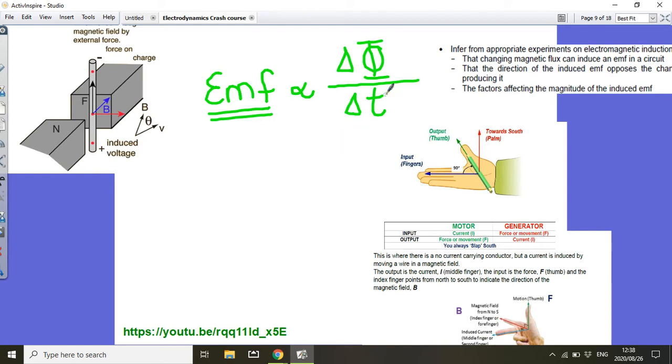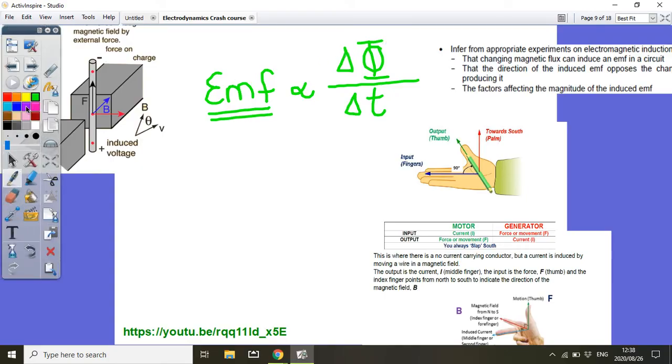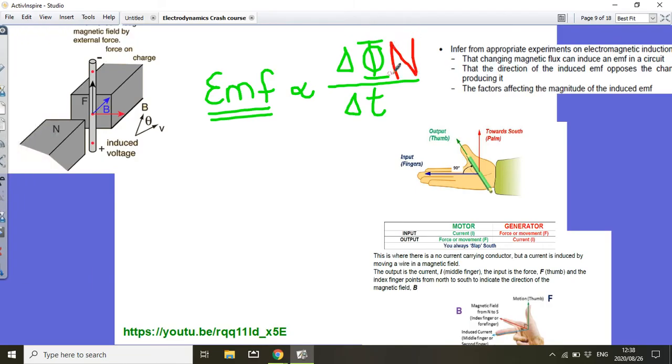The rate of, and then you look at what's at the top of the line, change in magnetic flux. You can stop there, but you can say magnetic flux linkage. So we can add an N there, because remember there's not always just one loop. There's sometimes more than one winding. And this is Faraday's law. EMF is directly proportional to the rate of change in magnetic flux or magnetic flux linkage.